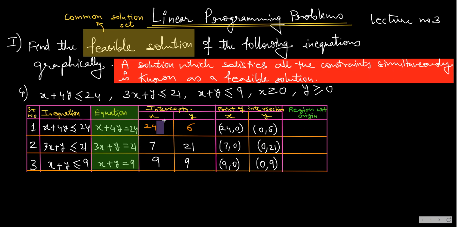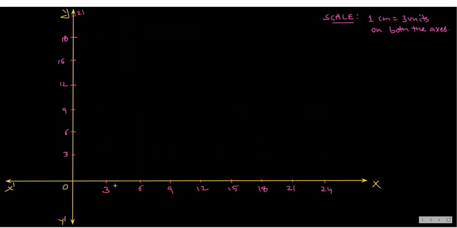On the x-axis, 24 is the maximum number that I would need, and for the y-axis, I need to go up to 21. So I took 1 centimeter as 3 units, so within 8 centimeters, I will go up to 24. So here on the y-axis, I could accommodate 21, and on the x-axis, I could get 24.